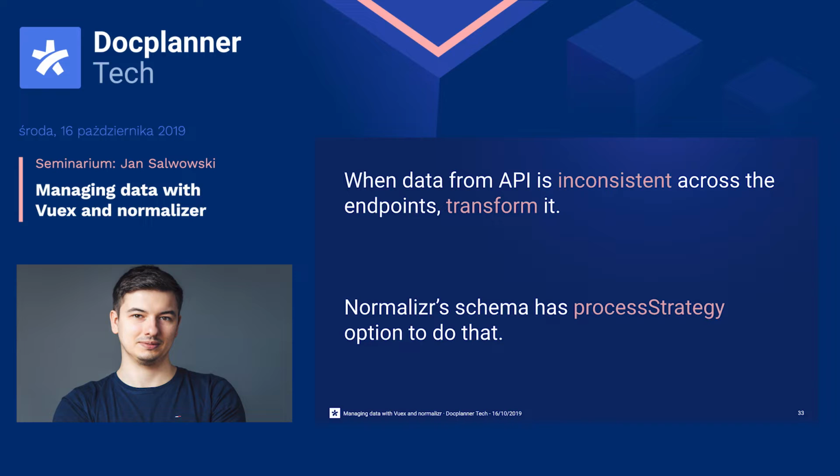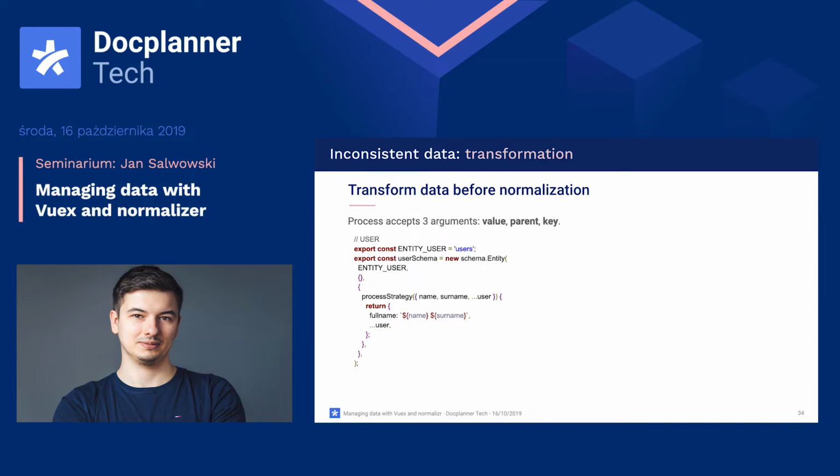Normalizer has additional options in its schema as a third argument. One of these is process strategy. How it works: process strategy accepts three arguments: the value, the parent, and the key. Value is the current entity that we're normalizing.